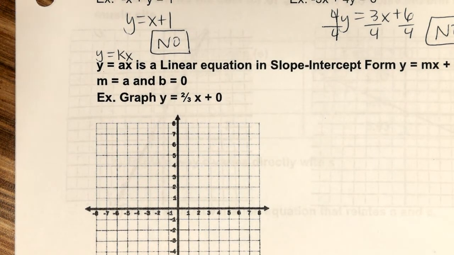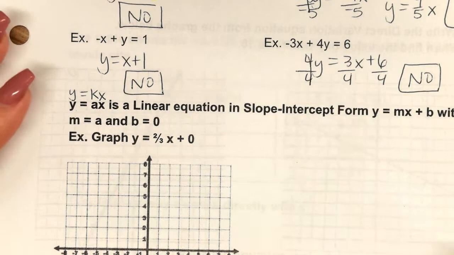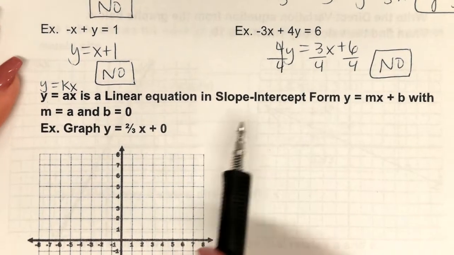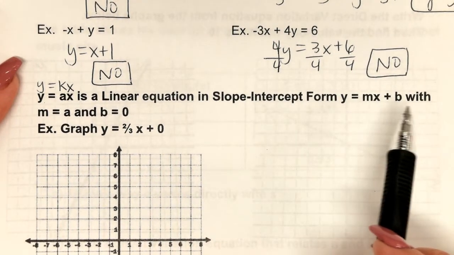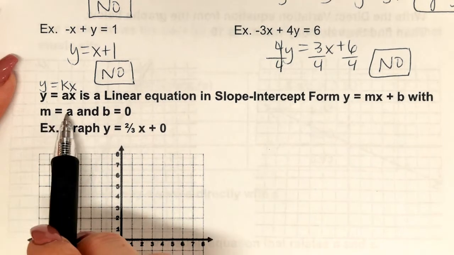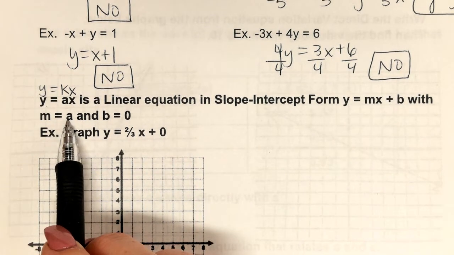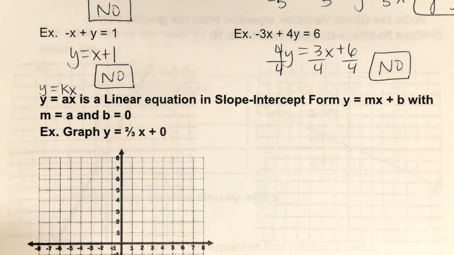I don't know why in 7th grade they want to say kx and in Algebra 1 they want to say ax. So we use ax. Whatever you want to use, it does not matter. As long as it's in that form, you're good. It's a number times x, okay? All right, y equals kx or ax is a linear equation in slope-intercept form, y equals mx plus b, where the slope is a or k, and the b is always 0.